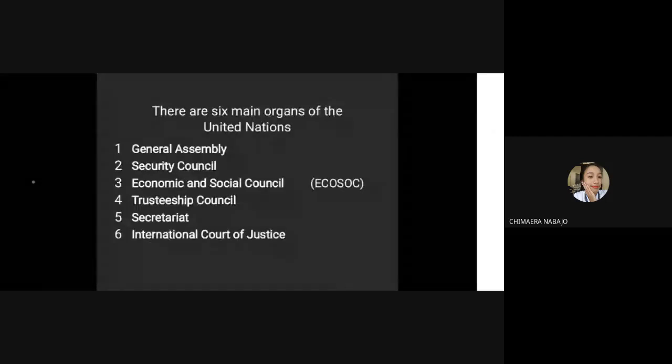Last is the United Nations International Children's Fund, the UNICEF. So, next is the Trusteeship Council.